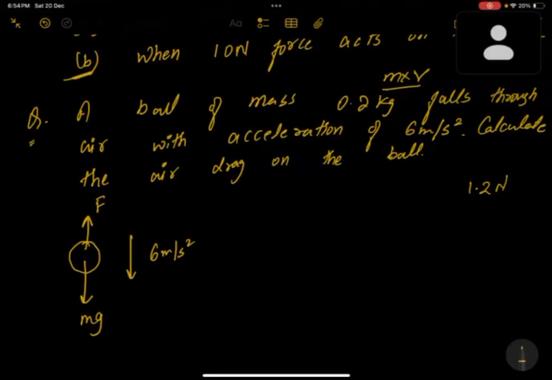So in x direction, there is no motion. So I am not considering any x direction thing because in x direction, there is no force. So this is not my concern. I will go in y direction. So I'll write summation of all the forces is equal to mass into acceleration. So F, the air drag that I've assumed, is F, and mg is downwards, so minus mg, equals m, and acceleration is given as 6.